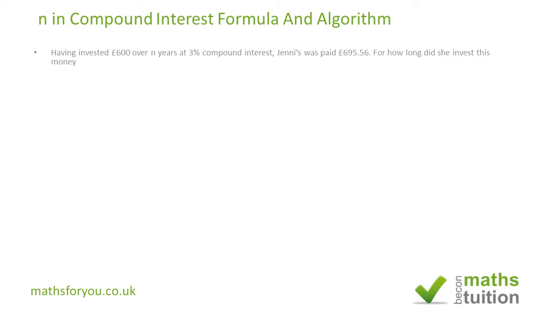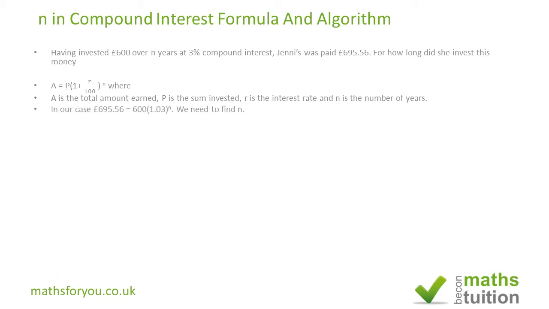Can I just say from the outset that I've got a flow chart on my next slide that will tend to explain what I'm saying here, and I hope you bear with me. Okay, this is the formula for compound interest. We're trying to find n. A is the amount you get at the end, P is what you invested, r is the interest rate per annum, and n is the number of years. To calculate 695.56, you do 600 times 1.03 to the power n.